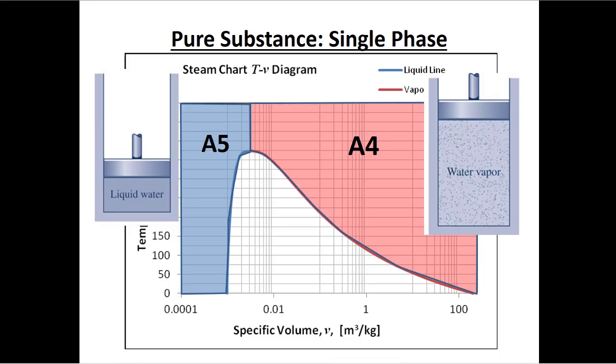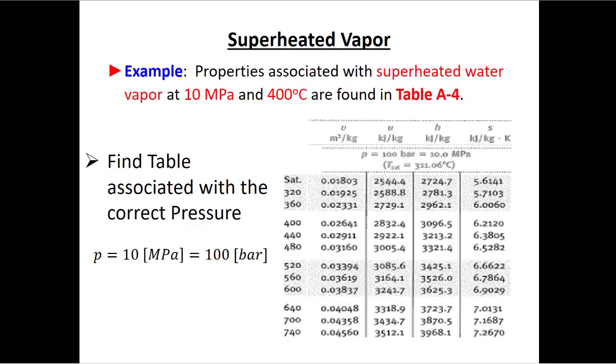So just to review, if we're trying to look things up on tables and we have only liquid, then we look in A5. If we have only water vapor or steam, then we have A4. So let's run through a bit of an example. Here, we want properties associated with superheated water vapor. So it tells us that it's water vapor, which means that we need to be in table A4. Now it tells us the pressure and the temperature. And because we're superheated water vapor, temperature and pressure are independent.